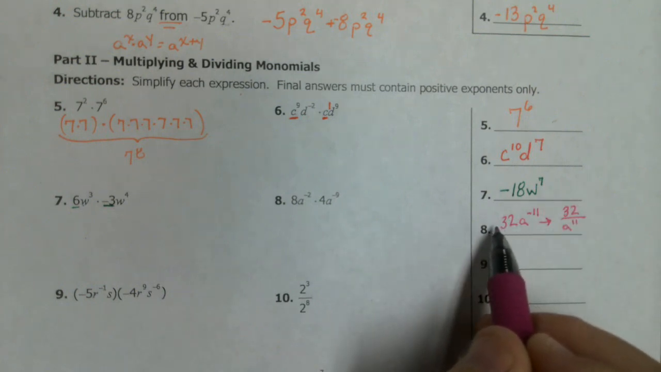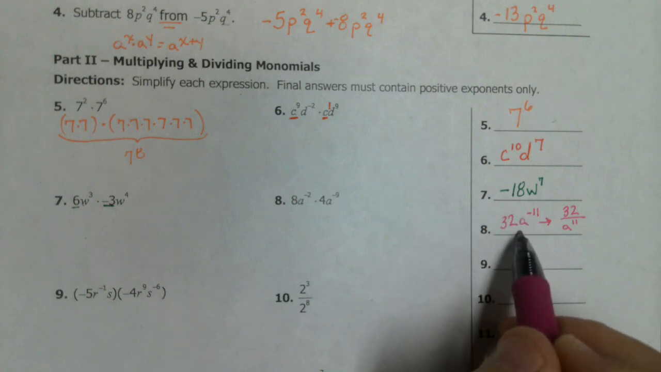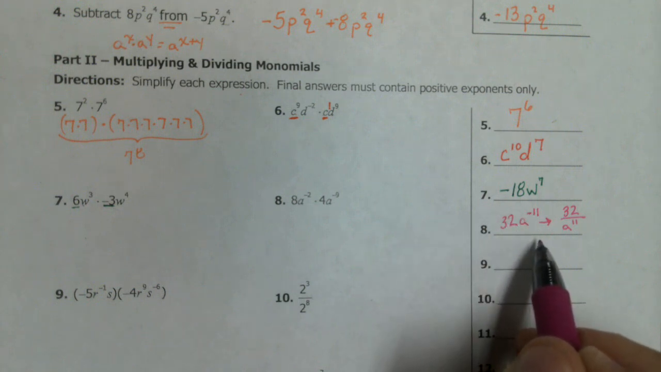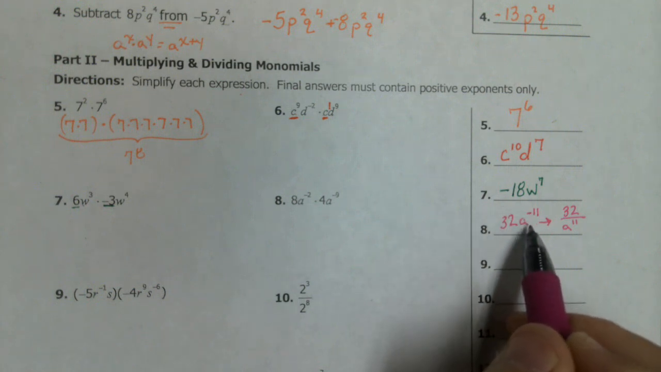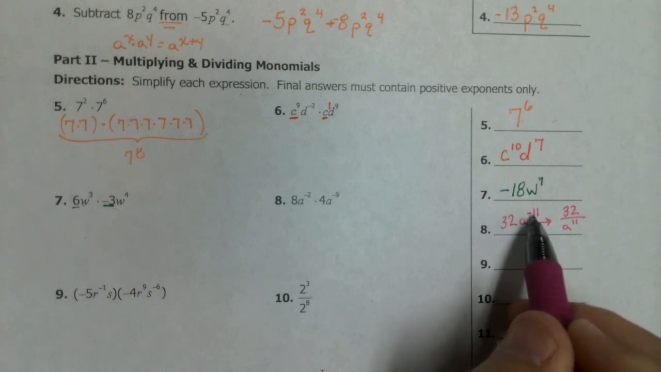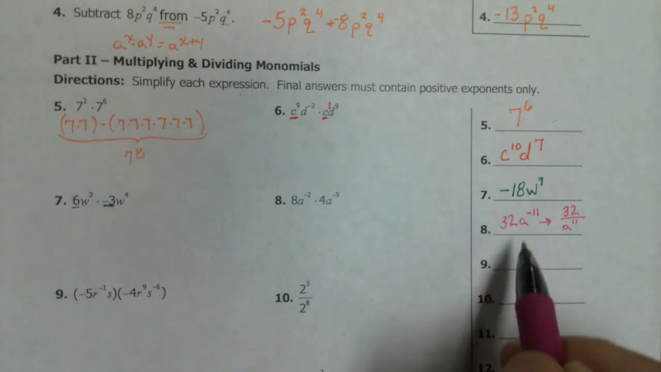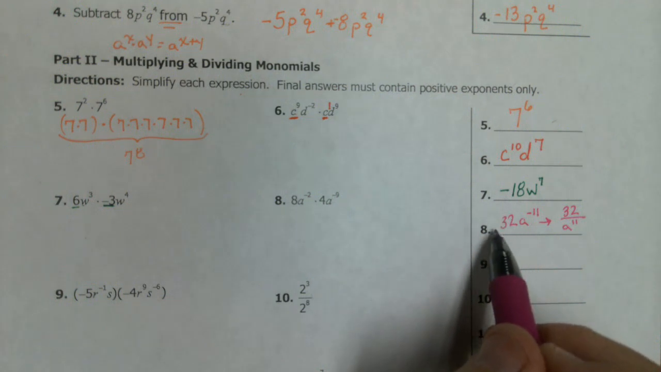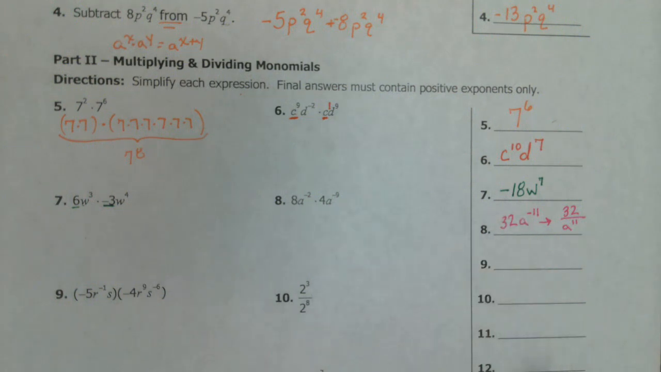Notice the 32 doesn't move with it. If there were parentheses around it, the 32 would have traveled with it. But because there's no parentheses, that negative 11 is only the exponent to the a, not the entire 32a. So those parentheses around the base, and recognizing that is very, very important. Make sure you understand how we did that.